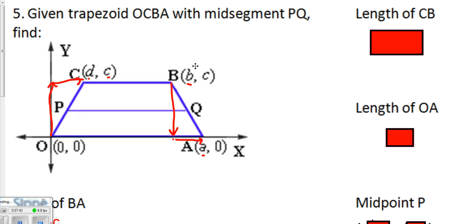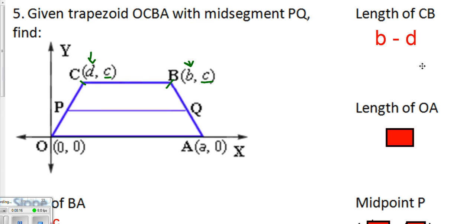Moving on from there. Now let's change our focus from slope to length. The length of CB, going from here to here. Well, these are both on the line y equals c. There's a straight horizontal line right here, and they're both on that line because the y value is the same. It is c. So to find this length, we would take this value x, b, and subtract off this value, d. So we would say the length is just b minus d.